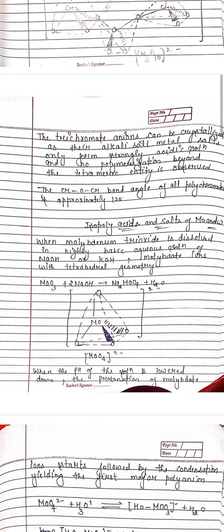Isopolyacids and salts of molybdenum and tungsten. When molybdenum trioxide is dissolved in highly basic aqueous solution of NaOH or KOH, molybdate ion with tetrahedral geometry is formed. MoO3 plus 2NaOH gives Na2MoO4 plus water. The structure of MoO4 2-.